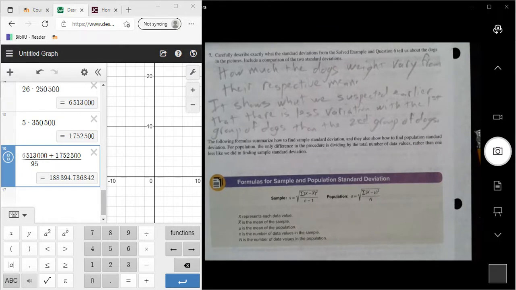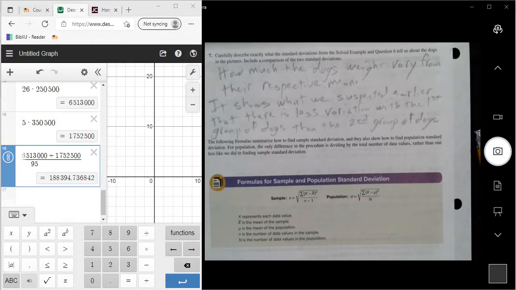Okay, now it tells us that the following formulas summarize how to find sample standard deviation, and they also show how to find population standard deviation. For a population, the only difference in the procedure is dividing by the total number of data values rather than one less, like we did in finding a sample standard deviation. The reason we don't do the one less is because if we're using the whole population, then we can divide by the whole population instead of subtracting one.